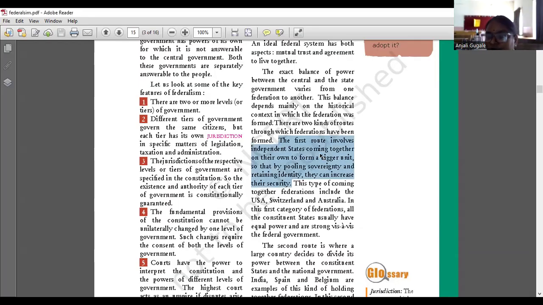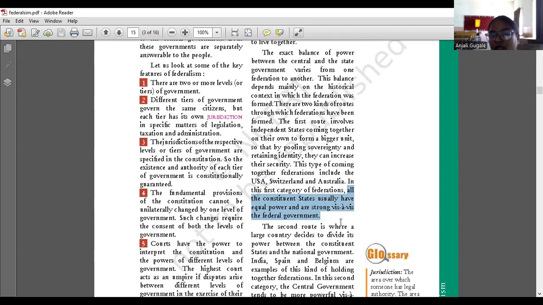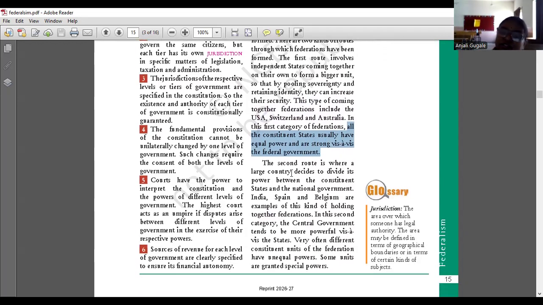So these points are covered in the table. This type of coming together federation includes USA, Switzerland, and Australia. I have covered this also. In this first category of federation, all constituent states usually have equal power and are strong vis-a-vis the federal government. Okay. Now the second form of federation is like India.